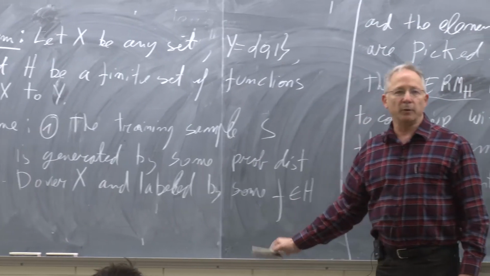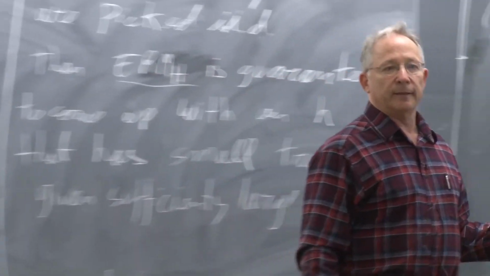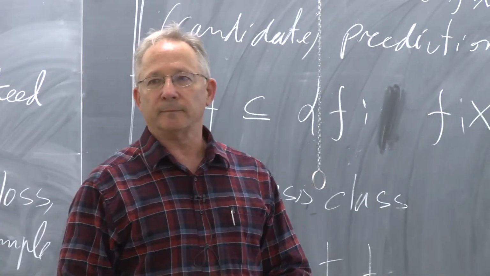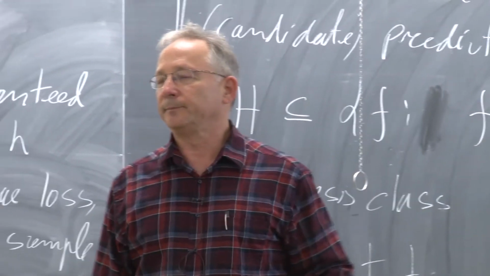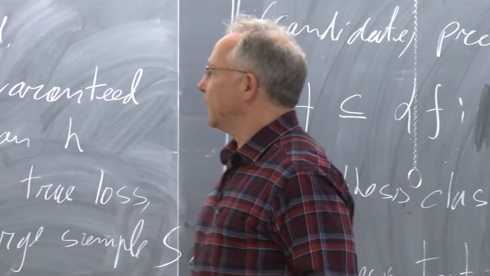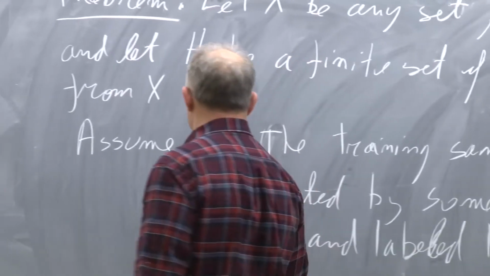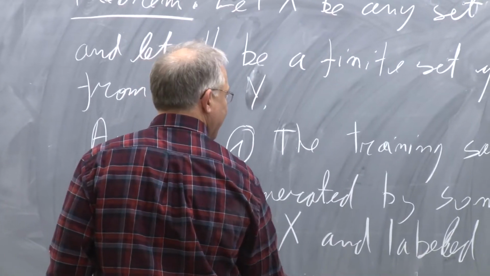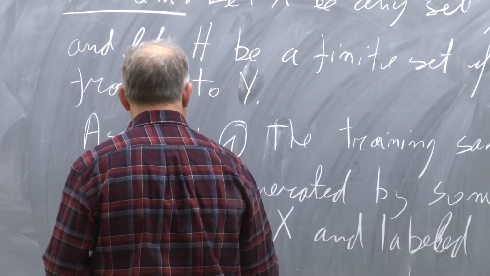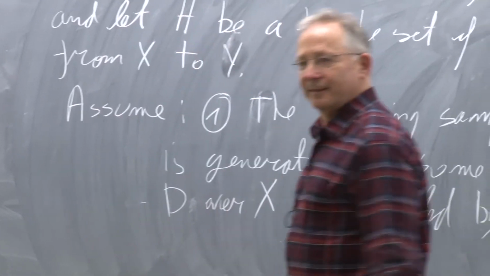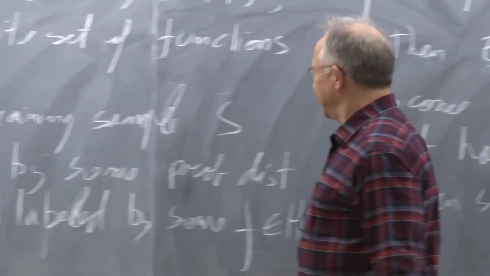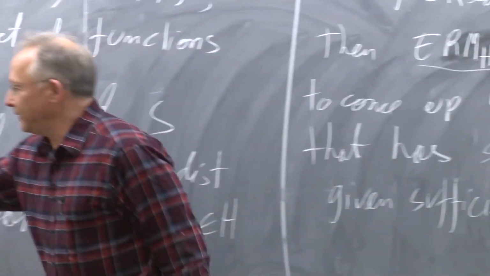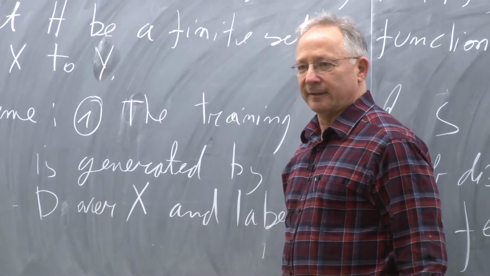OK? So now I want to prove the theorem, unless there are any questions here. Yes? What's the first word on the last line? Here? Oh, it's distribution D over X. It's a distribution D over the set X. OK?